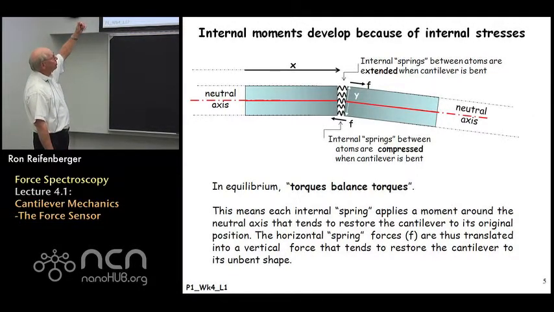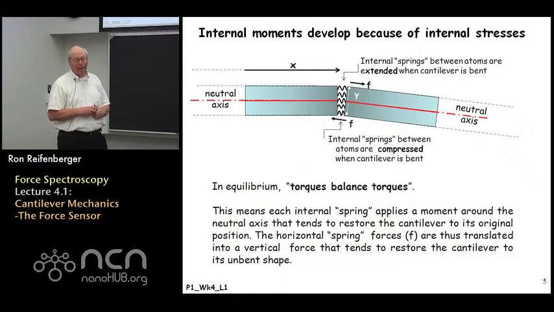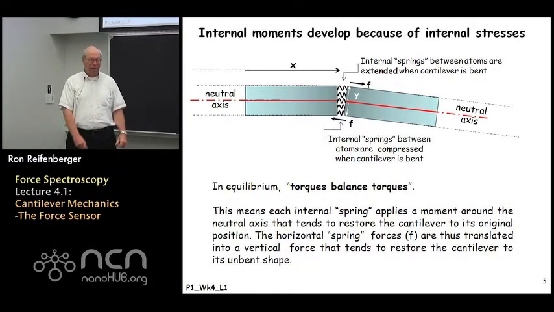If the beam bends, the springs that connect the atoms above the neutral axis are going to extend by a small amount, and the springs that connect the atoms below the neutral axis are going to be compressed by a small amount. These internal extensions and compressions of the springs are what we refer to when we talk about internal stresses that build up as the cantilever beam is bent.